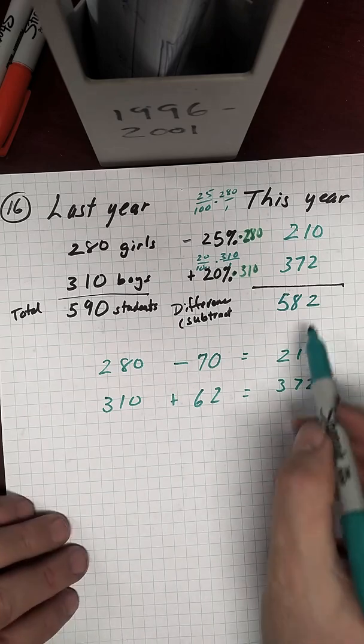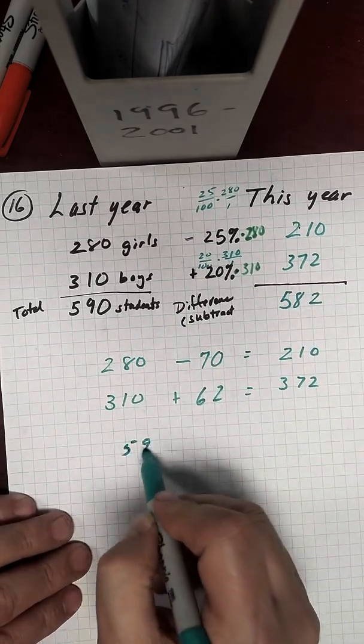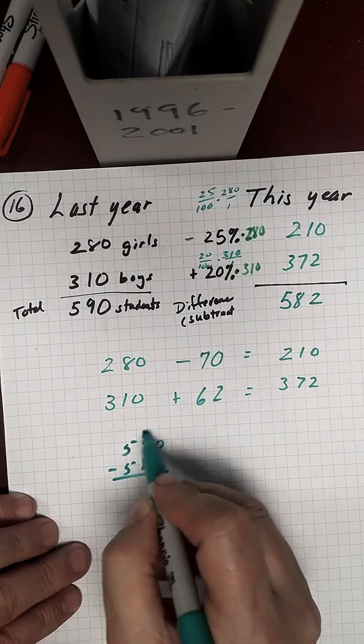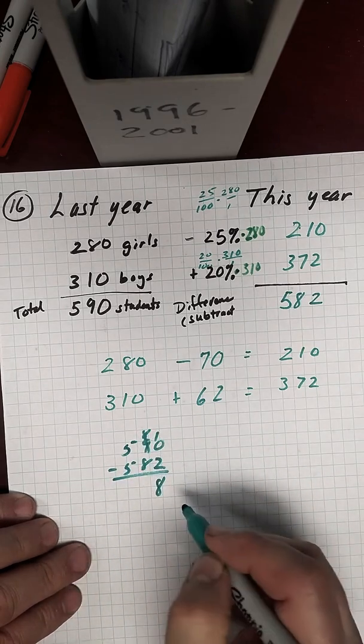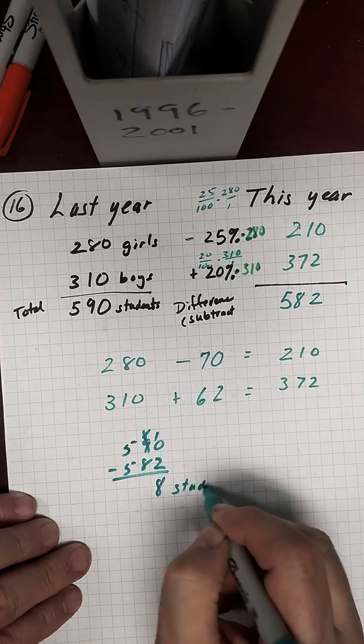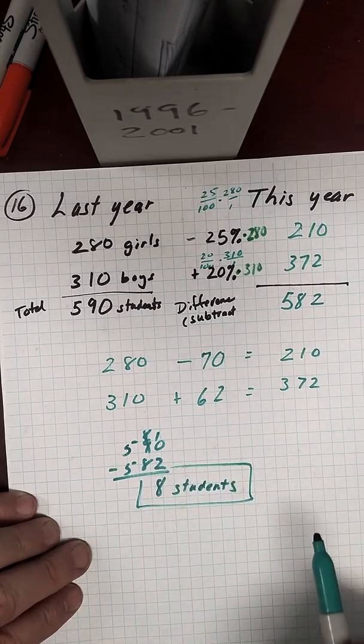So we can see we've actually dropped down, so we can just do 590 minus 582 and get 8 students different. So that's going to be our difference between the number of students.